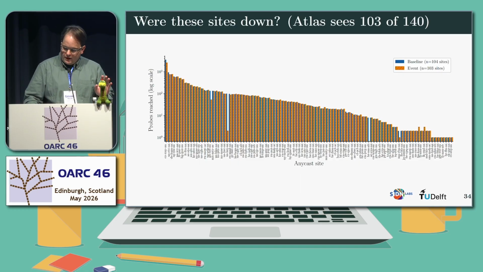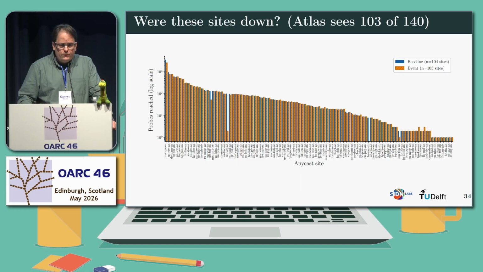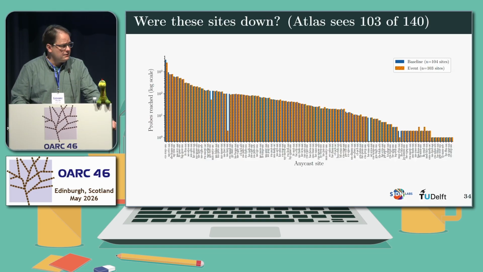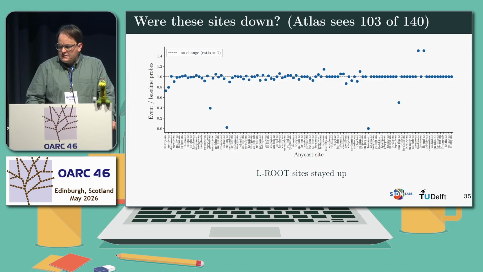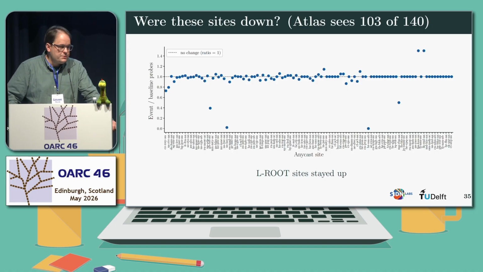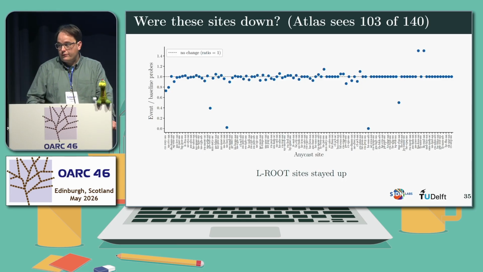This is a bit of a complicated graph, so I'm just going to move to the ratios. Our root has 140 sites, but Atlas only sees 103, because that's what they're able to see. For the sites that Atlas sees, I computed the number of probes that were reaching those sites before and during the event, and 1 means there's pretty much no difference. I don't see any sites here at 0, which means the sites were active during this event, meaning the problem was probably in the network. The site was fine, it was up, but somehow probes could not reach LRIT.